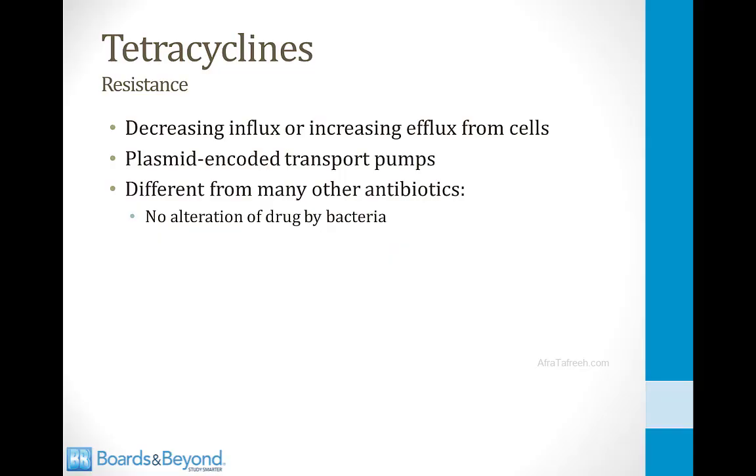The way bacteria become resistant to tetracycline is unique. Bacteria develop methods to decrease the influx or increase the efflux of the antibiotics from cells, and they do this through plasmid-encoded transport pumps. So this is different from many other antibiotics. It's not that they alter the drug at all, it's just that they keep it from getting to its site of action by either not allowing it into the cell or pumping it out of the cell.